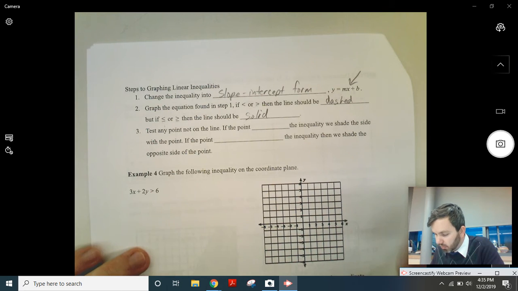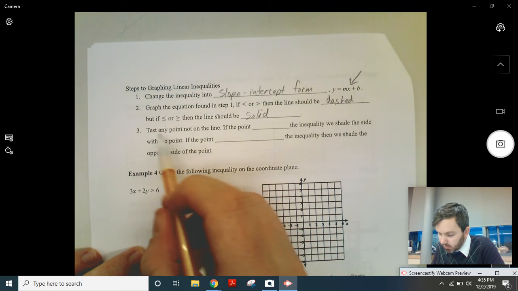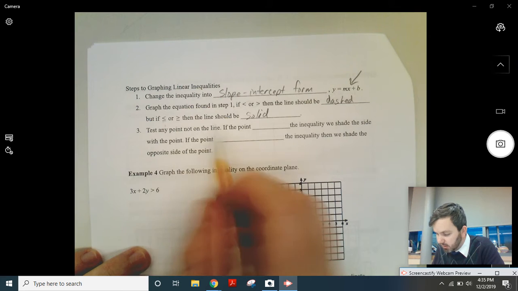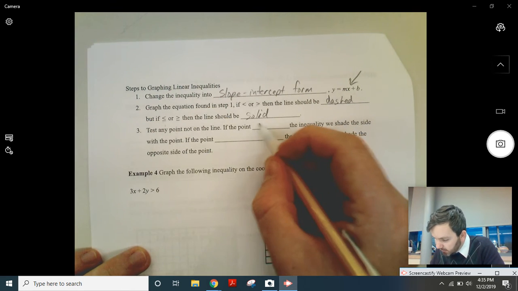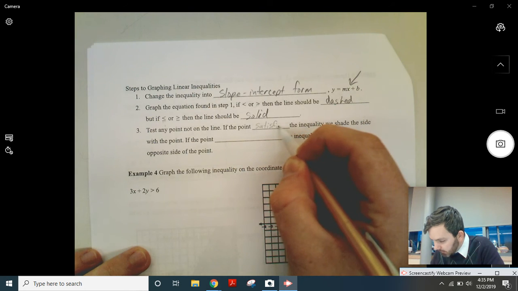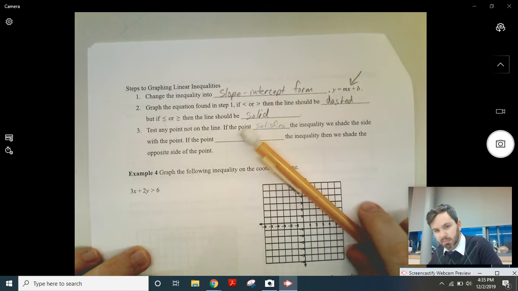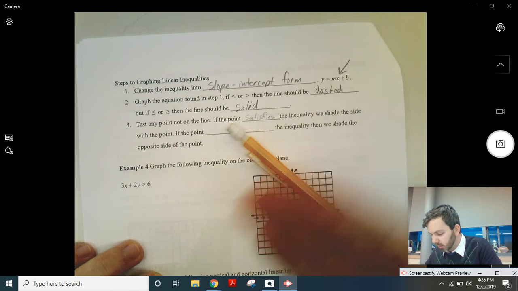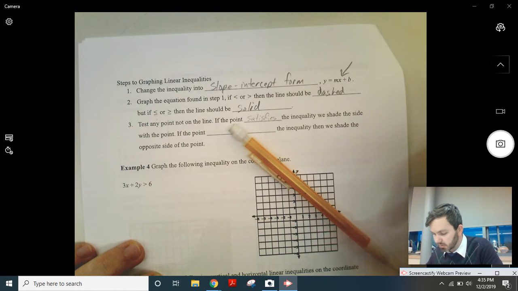And then what we're going to do is we're going to shade a side of this line. And in order to do that, we're going to test a point. We're going to test any point not on the line. And we'll talk about this here in a second. It'll make more sense with the example. If the point satisfies our inequality, we shade the side with the point. So if we test, say, 0, 0, and our line is something like this, 0, 0 is here, it's going to mean we're going to be shading on this side. If it was false, then we would shade on the opposite side.